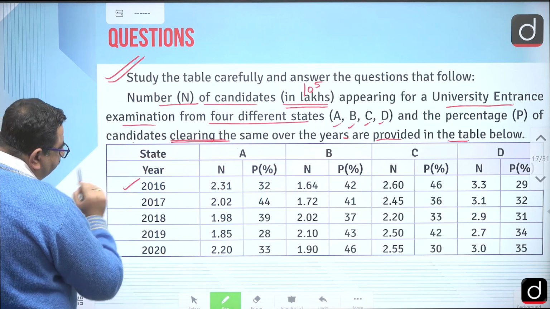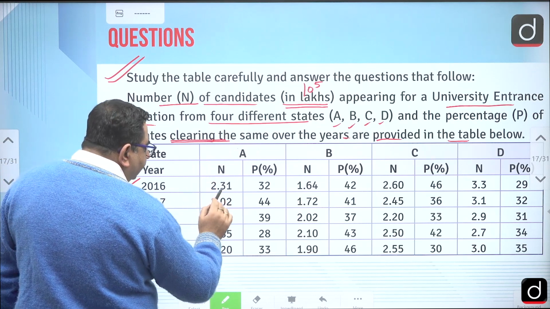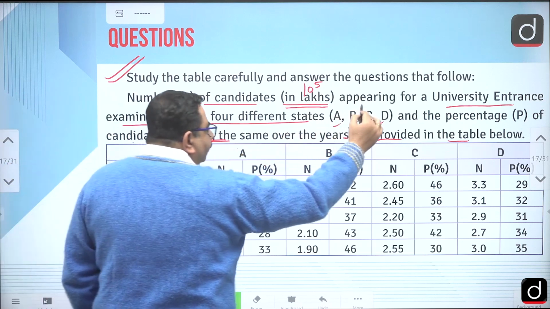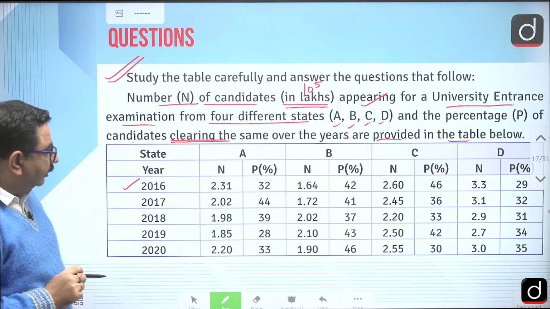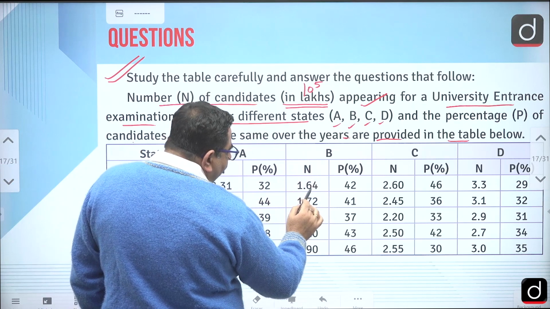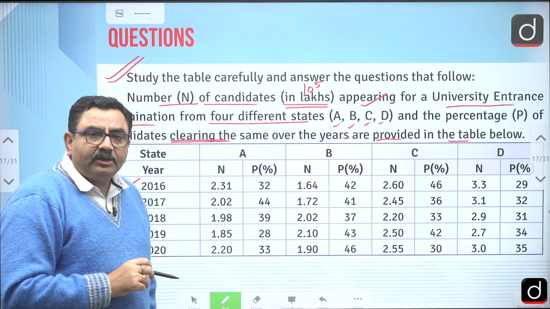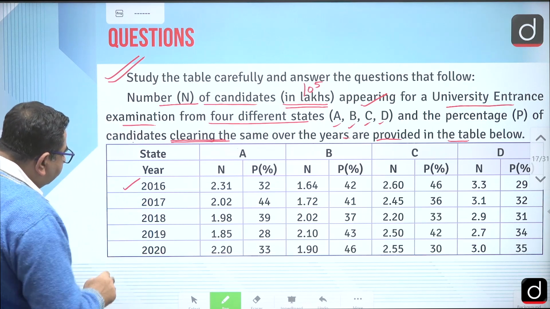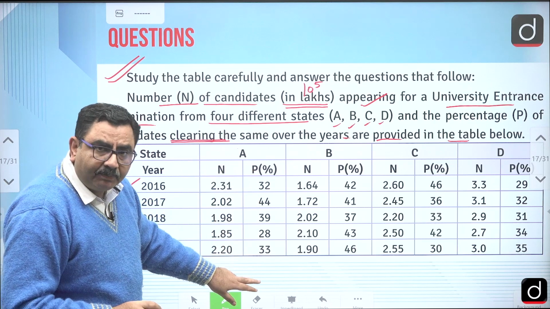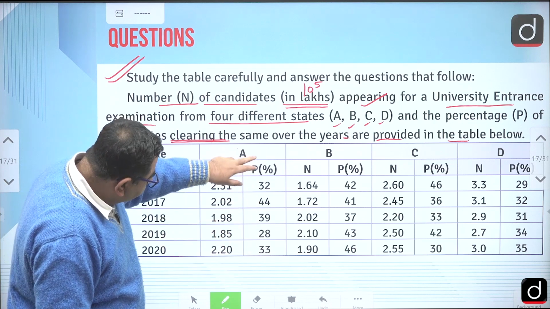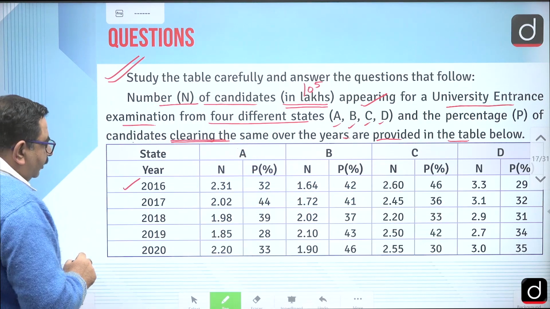In the year 2016, 2.31 lakhs of the persons, right? They appeared, and 32% of that have cleared the exam only. From state B, 1.64 lakh people appeared, 42% have cleared. In the same manner for state C and for state D, right? So this is the data for every year. There are certain number of people who appear from any of the states, and some of them are passing the exam. So that percentage is given, right, for all the 4 states. Now we'll see the question.